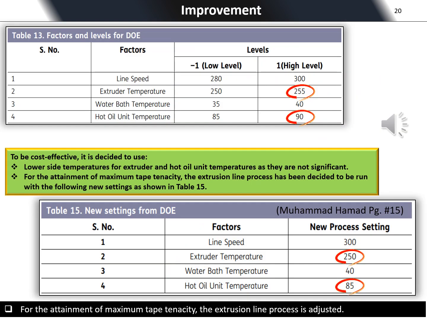To be cost effective, it is decided to use lower side temperatures for extruder and hot oil unit temperatures, as they are not significant. For the attainment of maximum tape tenacity, the extrusion line process has been decided to run with the following new ratings, as shown in table 15. For extruder temperature, a change from 255 to 250, and for hot oil unit temperature from 90 to 85. In conclusion, for the attainment of maximum tape tenacity, the extrusion line process is adjusted.